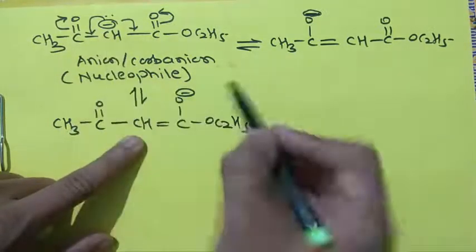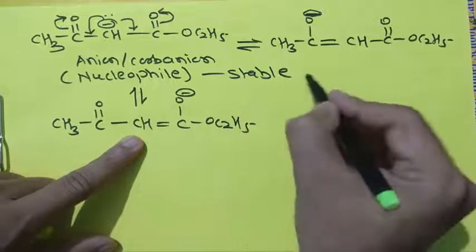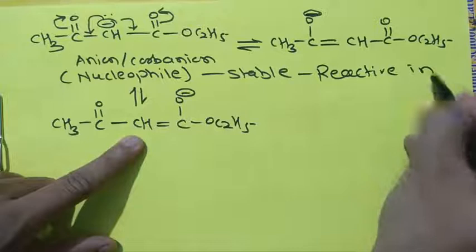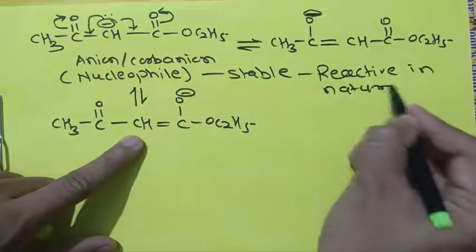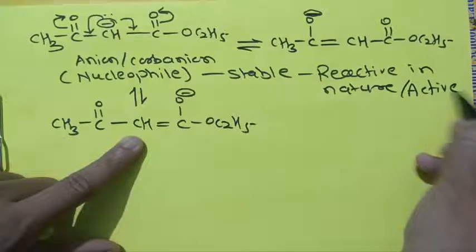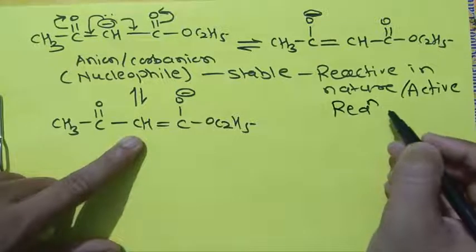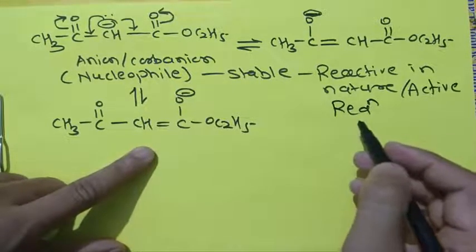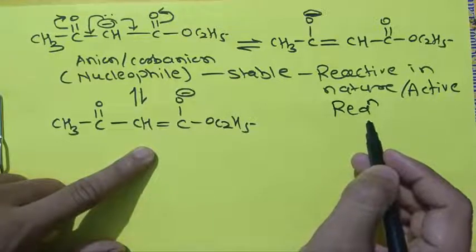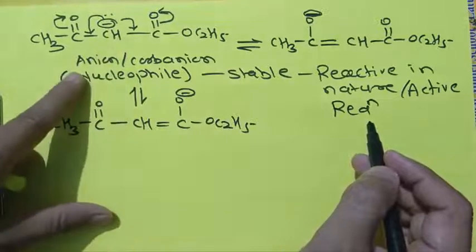That's why this anion, this nucleophile, is very stable, and it is very reactive in nature. It is very active towards reactions. The compounds formed from ethyl acetoacetate are carbanions.